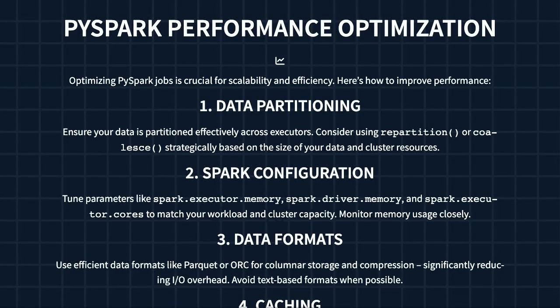Okay, let's talk about making your PySpark jobs run faster. The first thing to think about is how your data is divided up. We call that partitioning. Make sure it's spread evenly across all the workers in your cluster. Next, you need to tweak some Spark settings like the amount of memory each worker has and how many cores they use. Don't forget about file formats. Using Parquet or ORC can save a lot of time by storing data more efficiently.